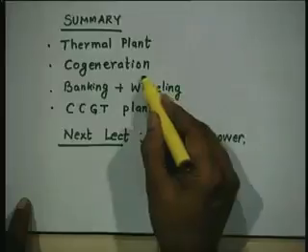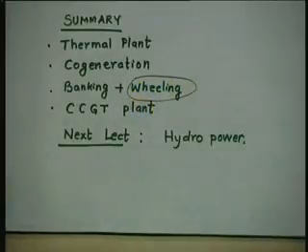Banking and wheeling, these two are very important concepts. Let me give you another example of wheeling. In one of the Uttaranchal villages, Uttaranchal is a new state carved out of UP. Of course, it was a backward area.